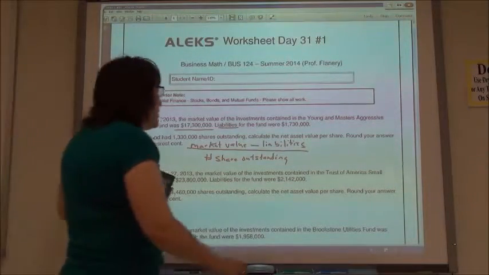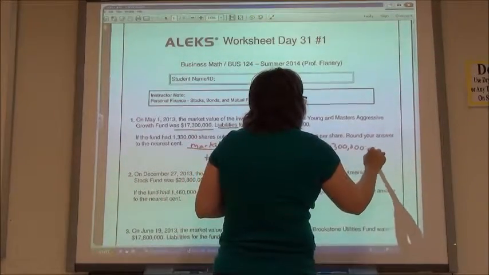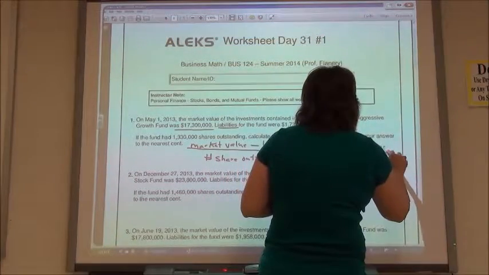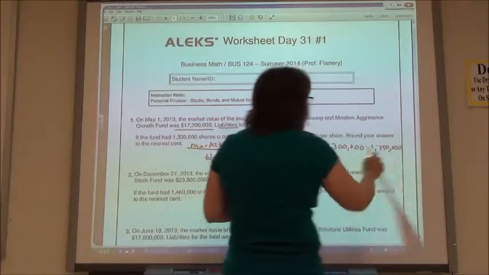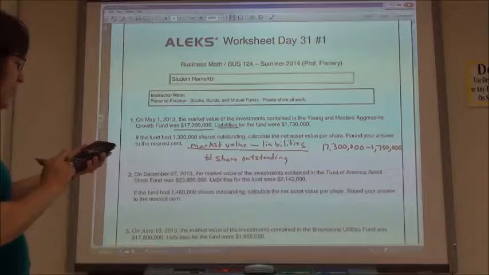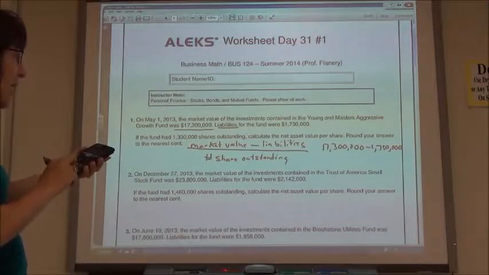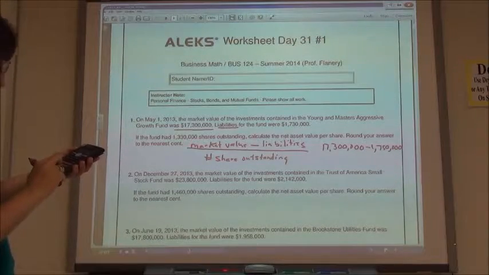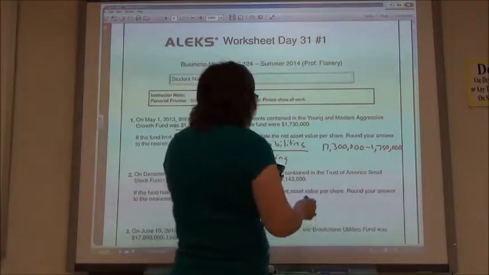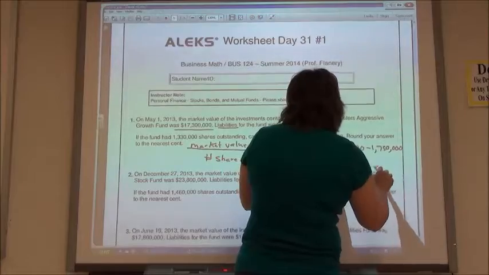So my market value, $17,300,000. I'm going to subtract my liabilities of $1,730,000, and I'm going to find that value first. So $17,300,000 minus $1,730,000, almost couldn't read my own writing, would give me the net asset value of $15,570,000.